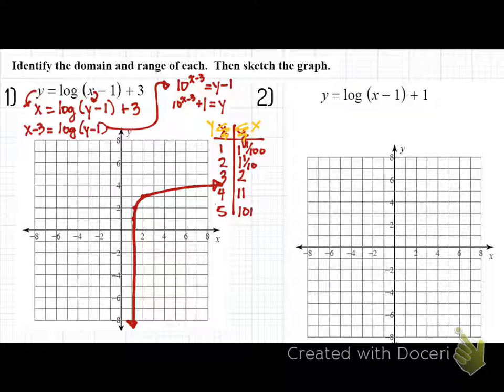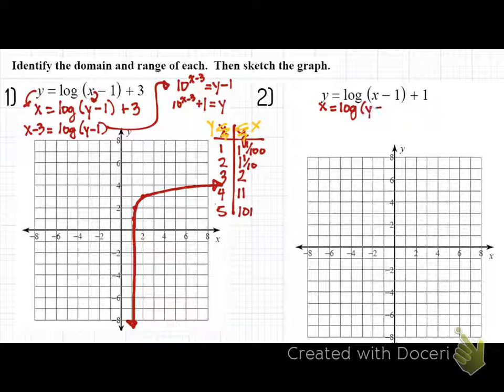Okay, so number 2. We got y is equal to the common log of x minus 1, all plus 1. Okay, so, good. Flip the x and y. So everyone's doing this with me. Everyone, raise your hand if you need me to give you just a little bit of time to catch up. Okay, good. So here we go. Number 2, we're going to flip the x and the y.